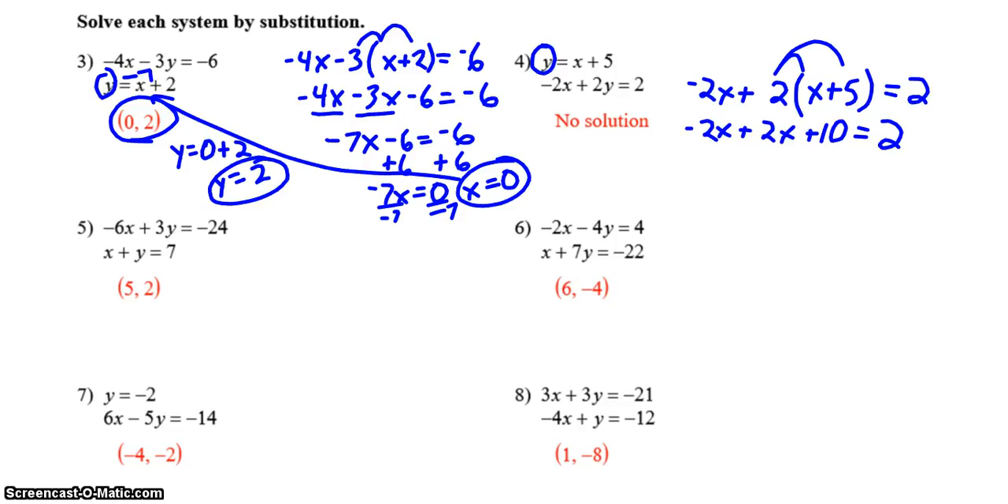Now in this case, the variables actually cancel each other out. Negative 2x and positive 2x cancel. And I'm left with 10 equals 2. Because that's a false statement and the variables have canceled, your answer is no solution, which you're free to write the symbol for no solution as well.